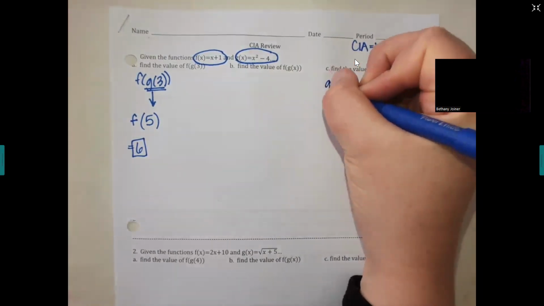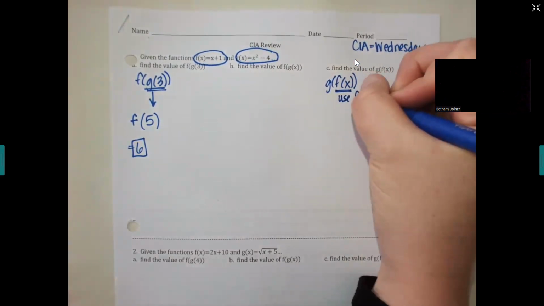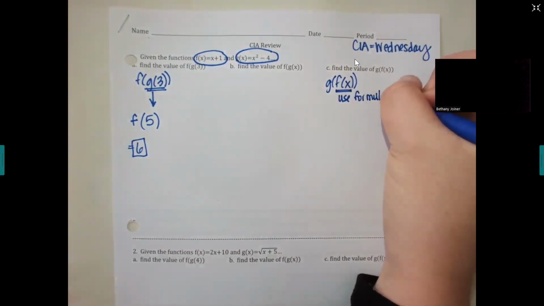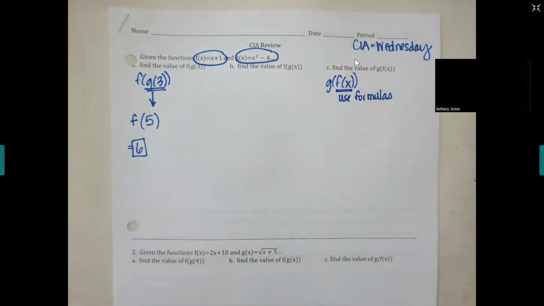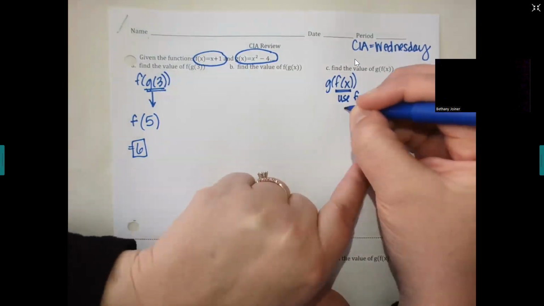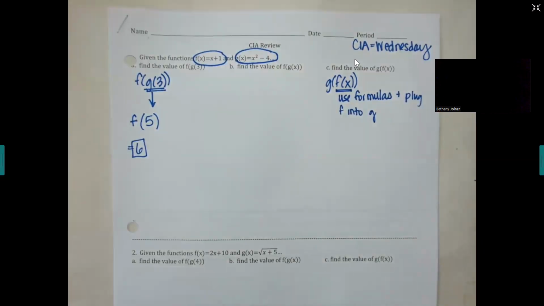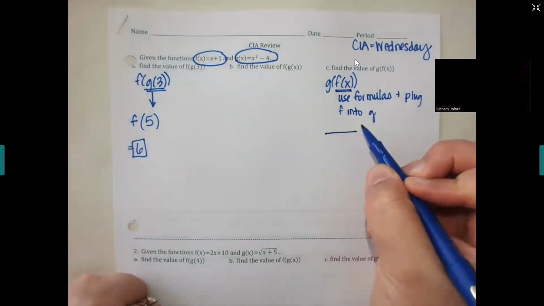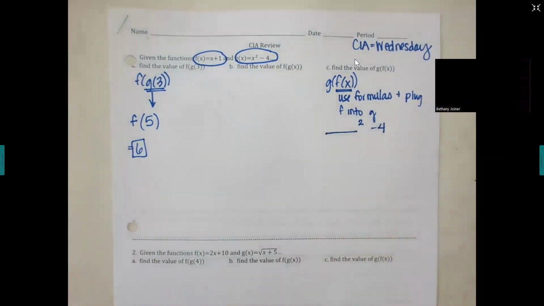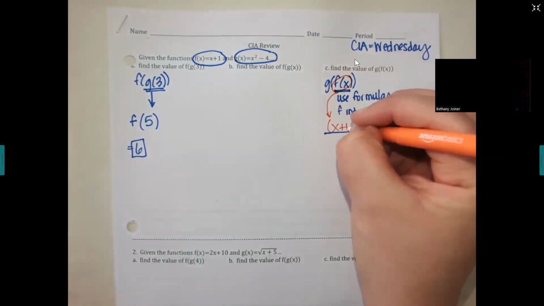Okay, C, I want g of f of x. Remember that if they leave this in x, that means that you're gonna use the formulas. Instead of plugging in a specific number, you're gonna use the formulas and plug f into g. All right, so let's start with g's formula. Will you read it out loud to me? What is g's formula? So now it's blank squared minus 4. And then into the blank, we're gonna put the middle function, which is f. We know that our f function is x plus 1.